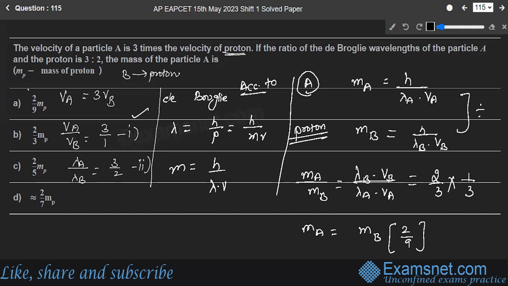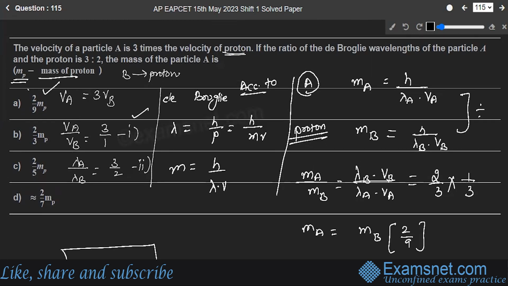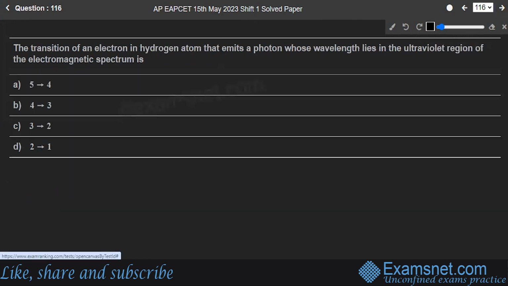See, in the question, you have to take the mass of the proton as MP, but I have taken in the question MB. So that is simply, they are one and the same thing. Okay. So that makes your first option to be the correct answer. Option A is the correct answer. Hope you got that. Next is question number 116.